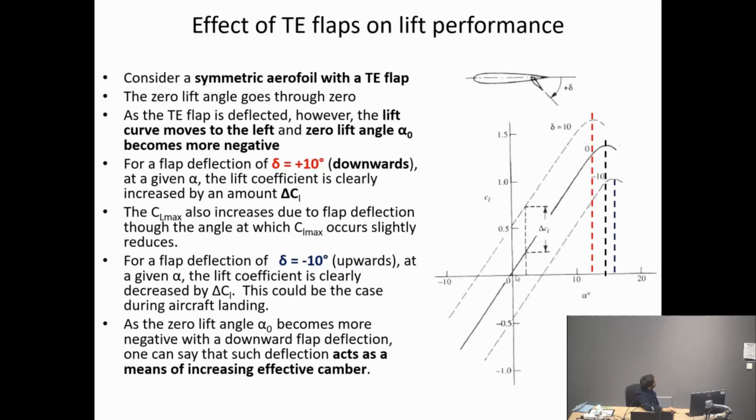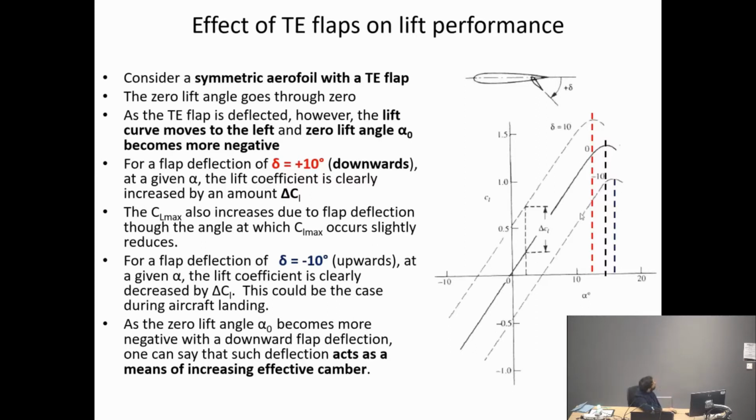So the middle flap is no deflection. The one above it is obviously a downward, positive deflection. The one below it is a negative one, which is an upward deflection, but we don't really use that. That's not usually how we operate them, but just for illustration purposes.